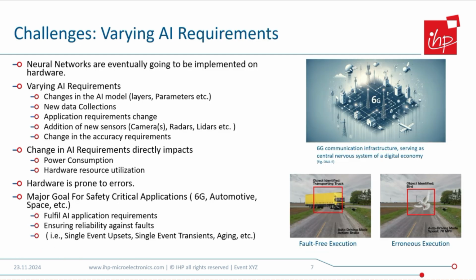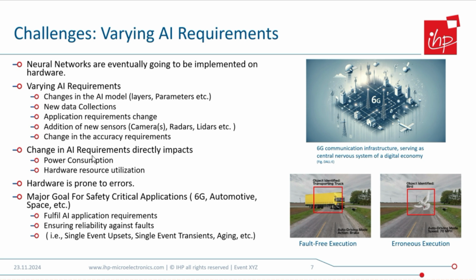What challenges do we face currently when it comes to AI implementation on hardware for safety critical applications? Neural network models are going to be implemented on hardware, but the requirements of AI are continuously varying. The number of sensors is continuously increasing, and with that, new data is being collected every day. This would mean that you now have new accuracy, computation, and latency requirements after every couple of months. And this change in the AI application requirements directly impacts the hardware resource utilization and the power or energy consumption.